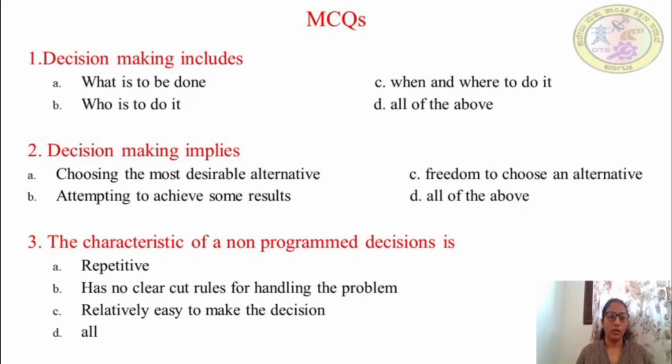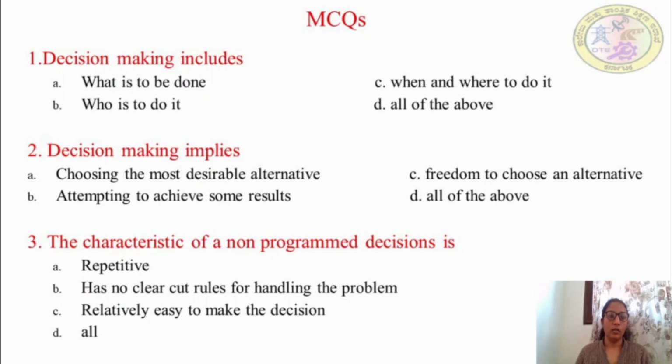And the first question is, decision making includes option A, what is to be done, option B, who is to do it, option C, when and where to do it, option D, all of the above. So, as you know, decision making includes all of these things which are listed in different options. So, the correct answer is all of the above.